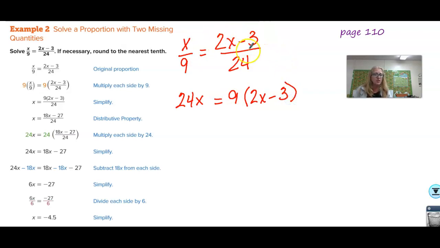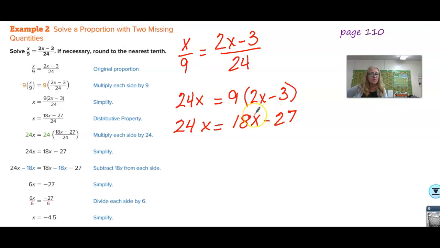Whenever you have an expression like this, you're going to need to put it in parentheses because the 9 has to be multiplied with both of these terms. So that's why we're doing it this way and using the distributive property. All right. So on the next line down, we have 24x equals 9 times 2x is 18x. And 9 times negative 3 is negative 27.